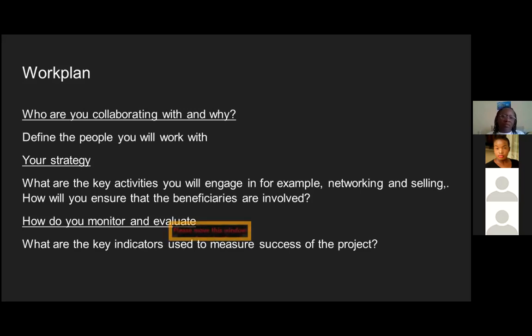So what are the key activities? Who will you engage? Are you networking? What are you involved in? And then how do you monitor and evaluate? What are the key indicators used to measure success of the project? And I think, Koskei, I'll put you on the spot. I'll ask you a question. How do you monitor and evaluate your project? How do you know that, hey, now my project is getting in the right direction?